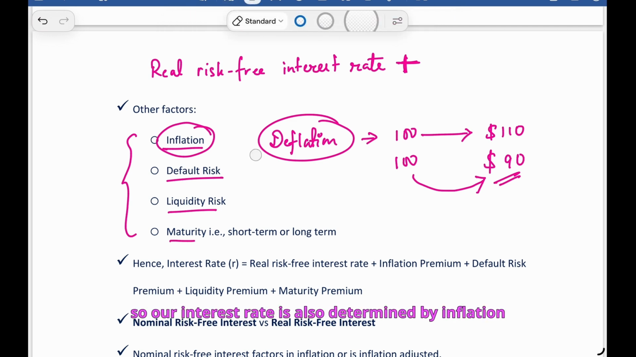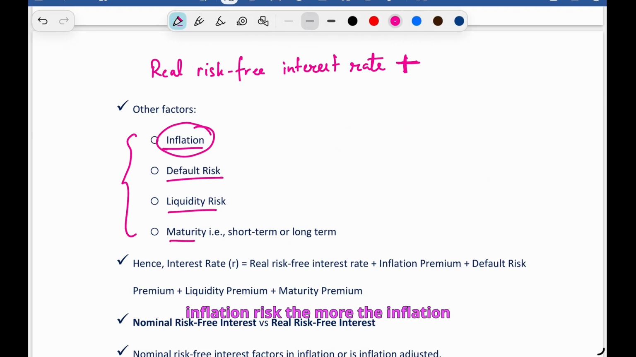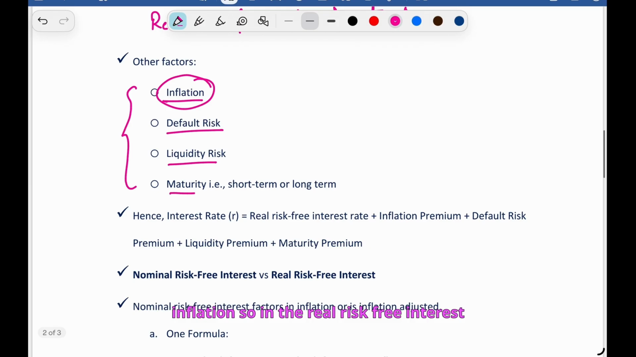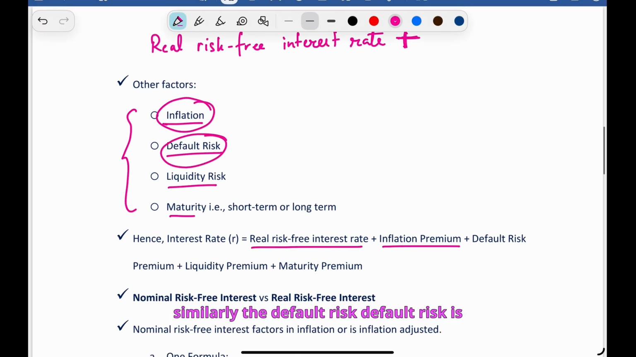our interest rate is also determined by inflation risk. The more the inflation, the more interest rate we have to pay to cover up that inflation. So to the real risk-free interest rate, we add something called inflation premium, right? Similarly, the default risk.